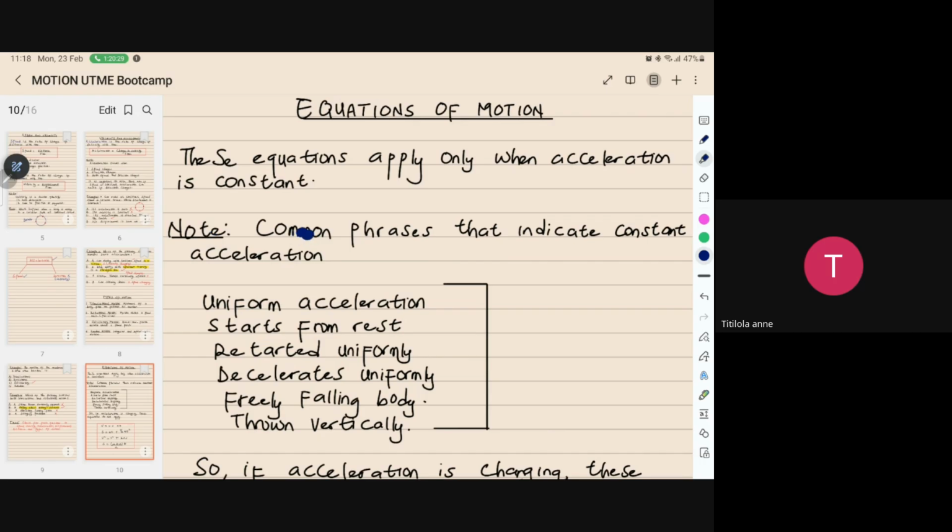Now, note, these are the common phrases that indicate constant acceleration. These are the kind of phrases you're going to see, and you know that the question is a constant acceleration question, right?